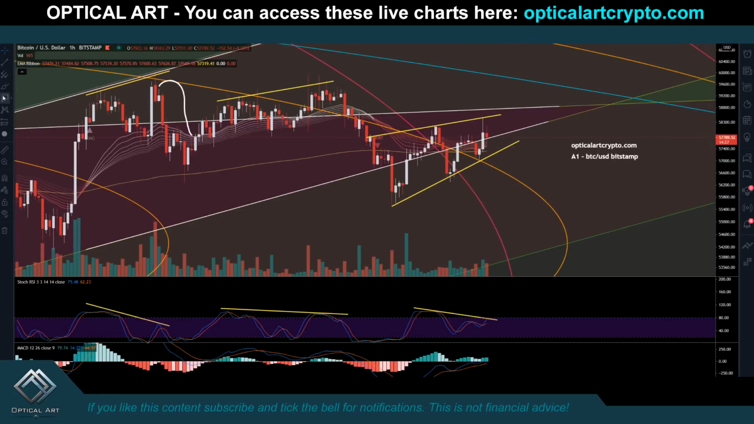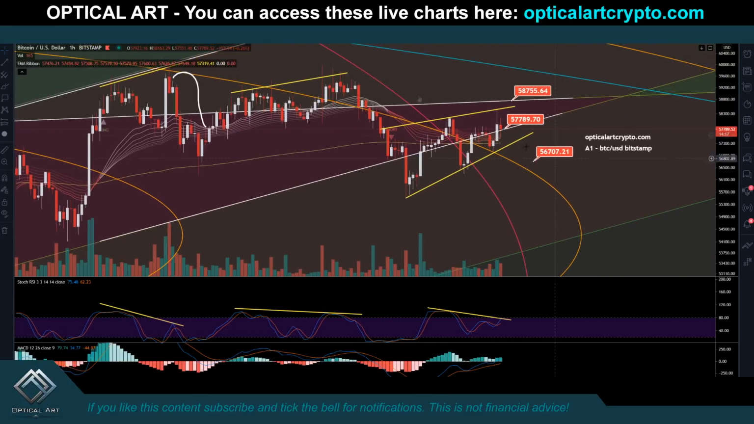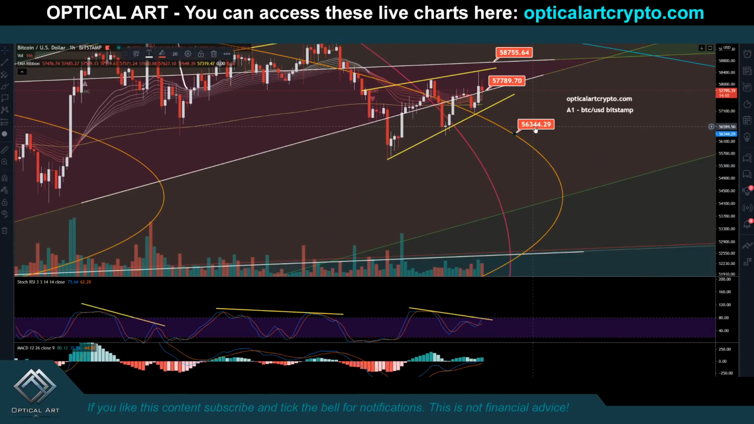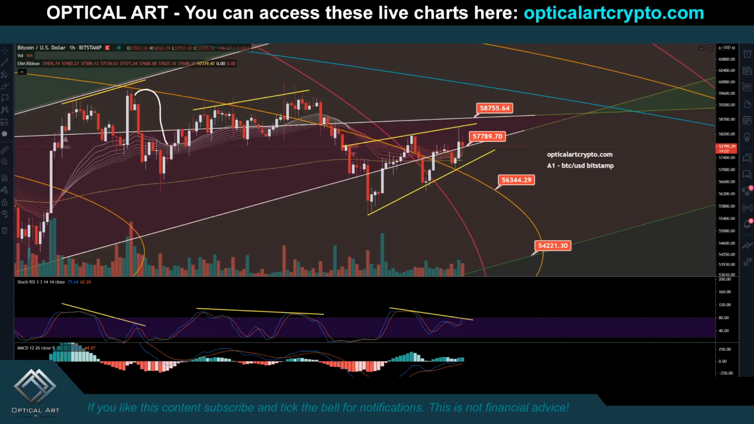Let me give you some support and resistance levels on this chart. Look, your next major resistance above is 58,755. Your current support to watch that seems to be holding is 57,789. If we do drop, we have been respecting this ring, so possible support levels 56,344 depending on when you make contact. The next strongest support level on this chart is potentially 54,221, and you'll have very, very strong support at 52,567. Let's go on to the next chart.